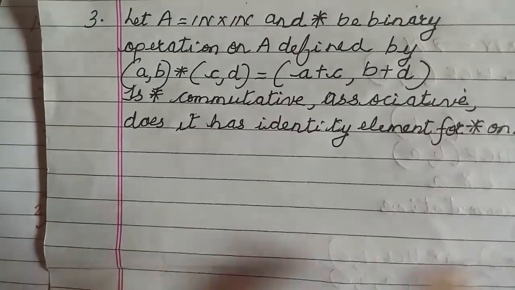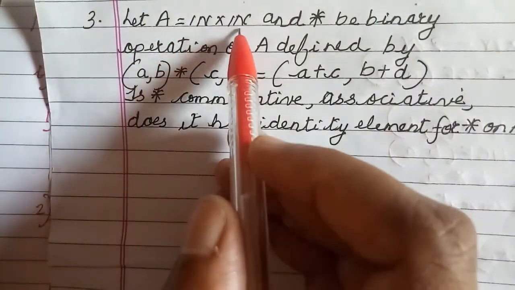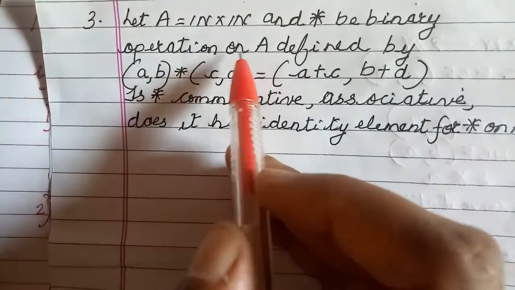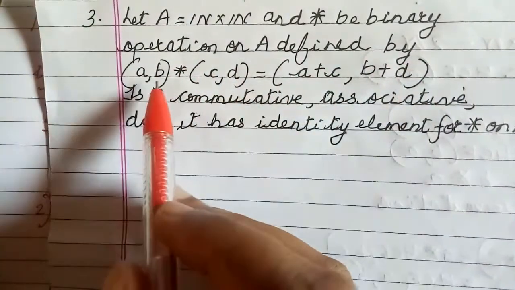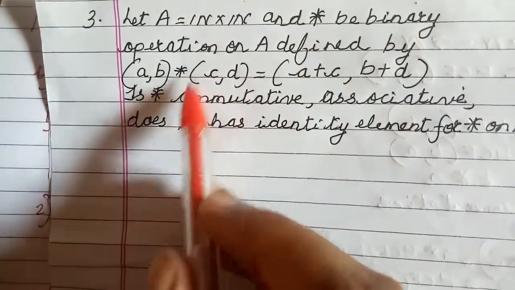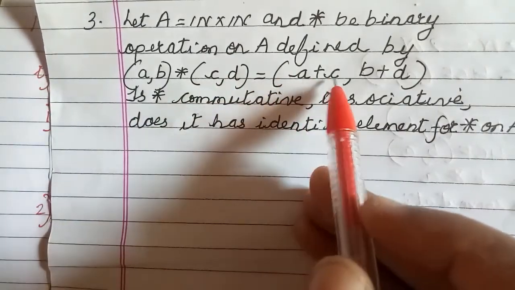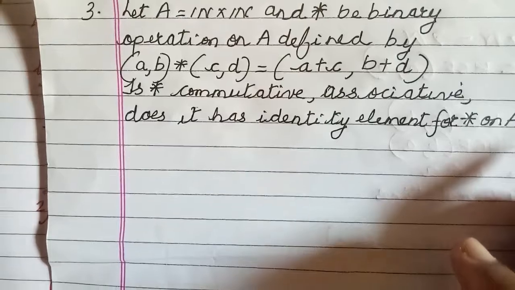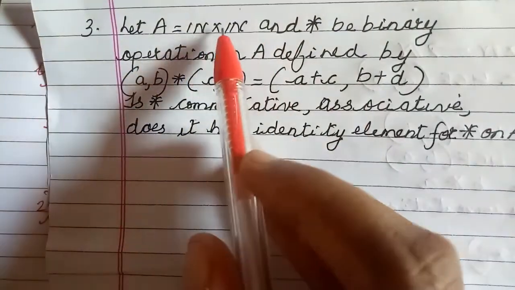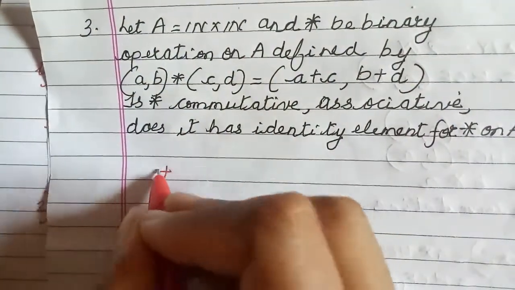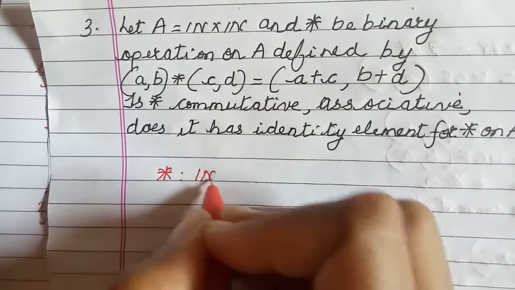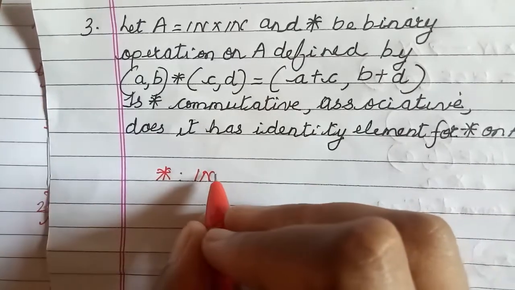Let A equal N cross N and star be a binary operation on A defined by (a, b) star (c, d) equal to (a plus c, b plus d). Is that clear? Now it is N cross N. Now how is the set here, children? It is A cross A.